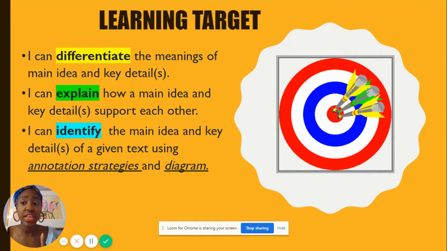So the first target is: I can differentiate the meanings of main idea and key details. And remember, we learned about that term differentiate. What does that mean? I'm going to let you tell me what that is by the end of our target. Second, I can explain how the main idea and key details support each other. And third, I can identify the main idea and key detail of a given text using annotation strategies and a diagram. All right, let's go ahead and release.